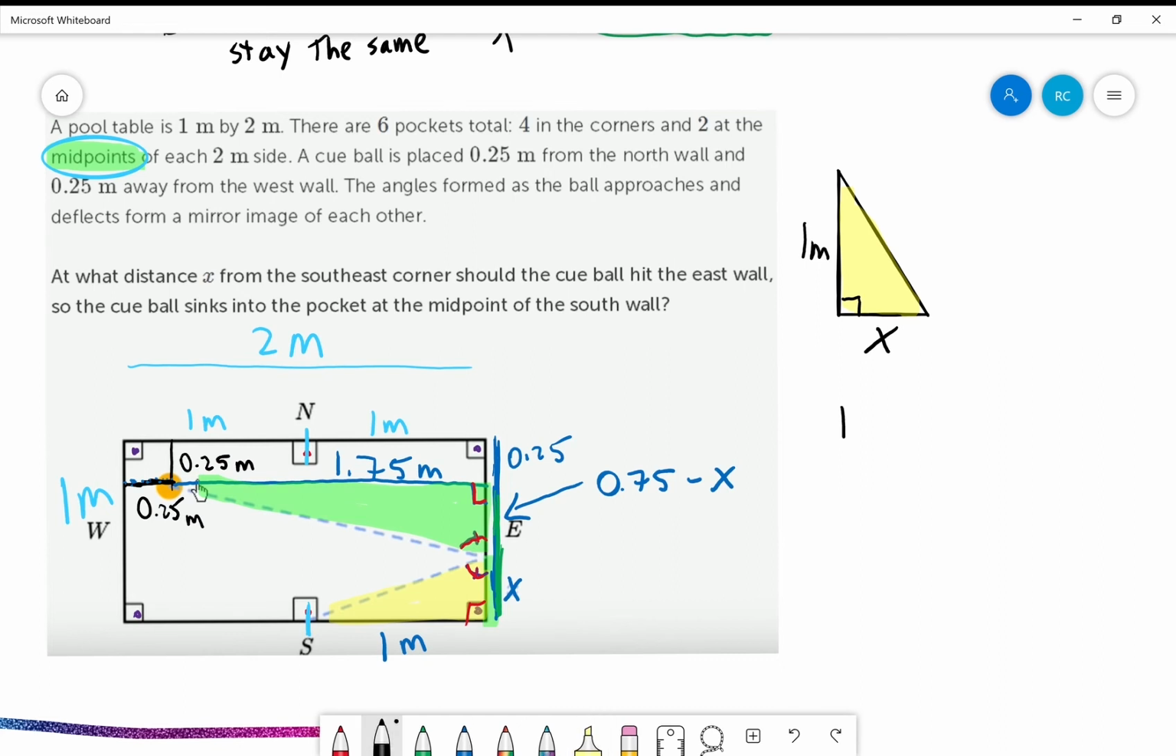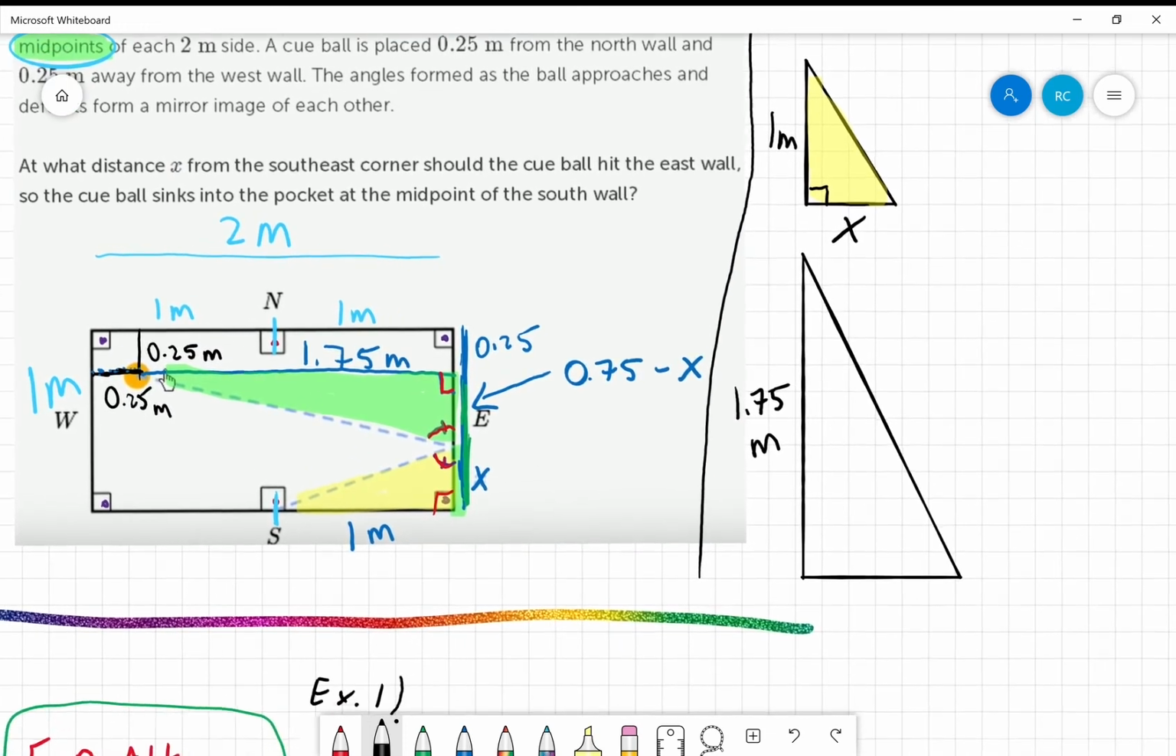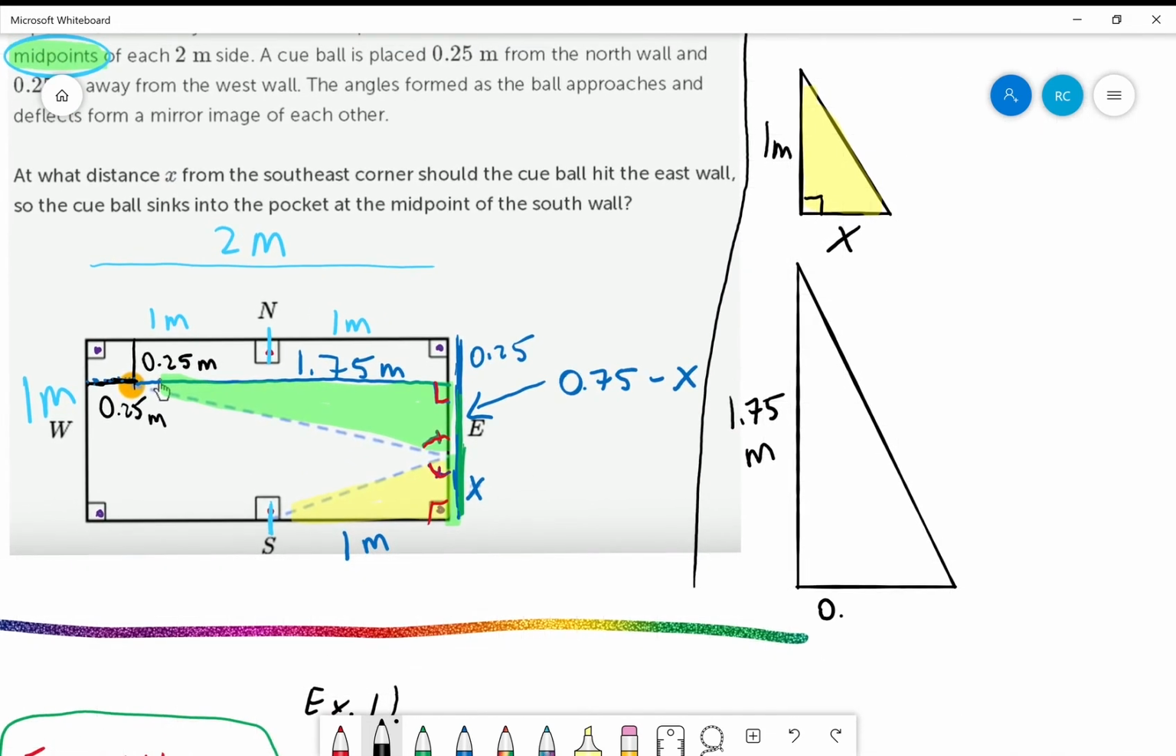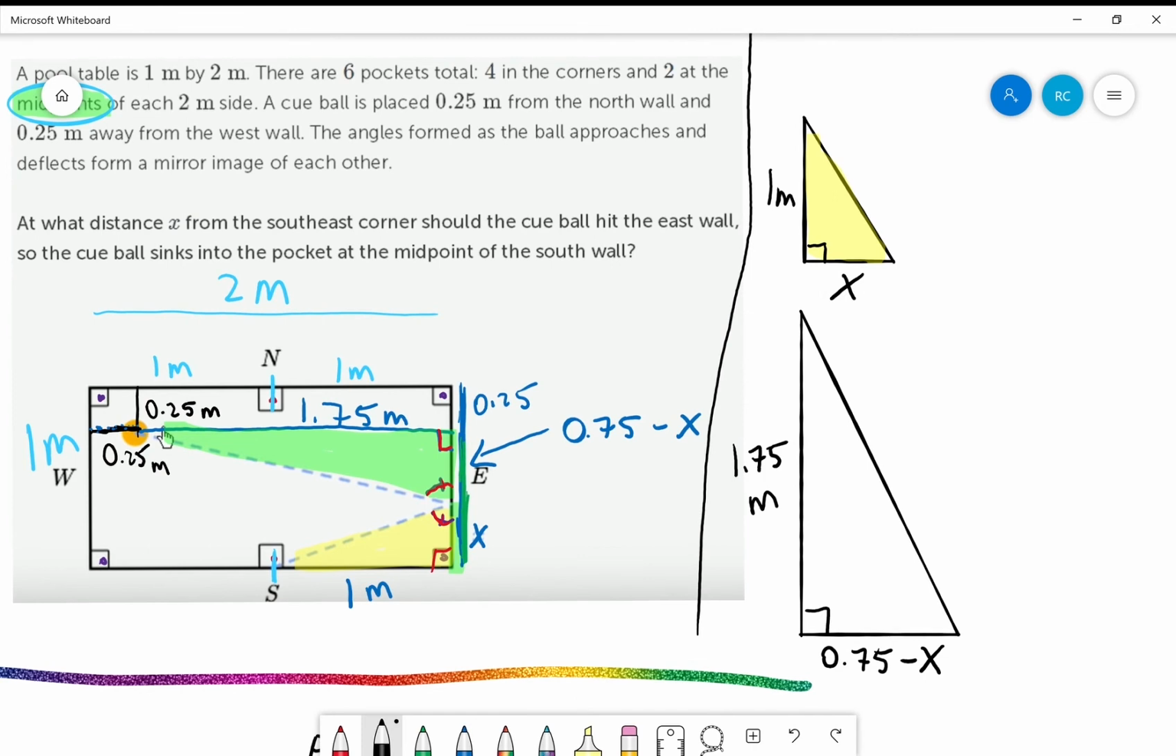Then we have a larger right triangle that has an up and down side of 1.75 meters. Let's keep these separate. And a bottom side of 0.75 minus x. It is also a right triangle. And that is the green highlighted triangle.